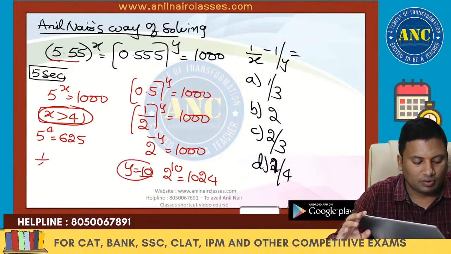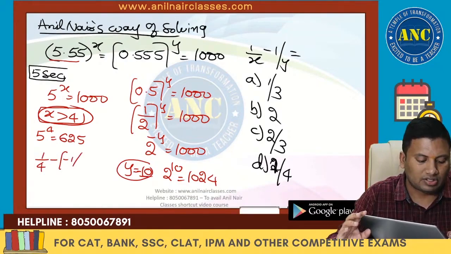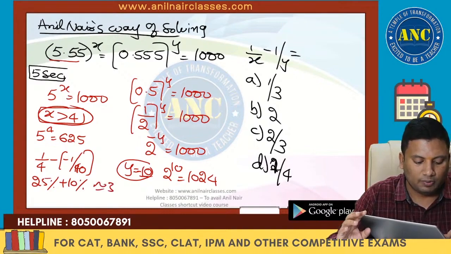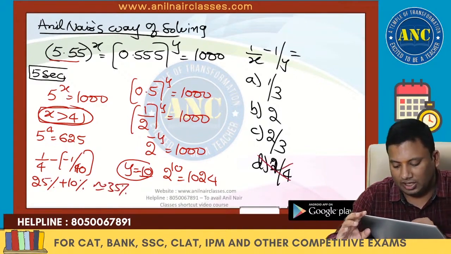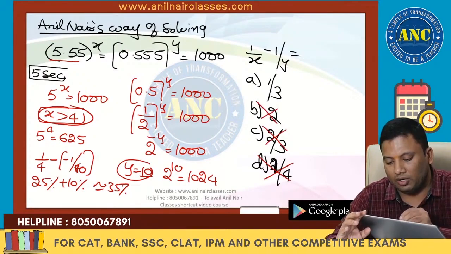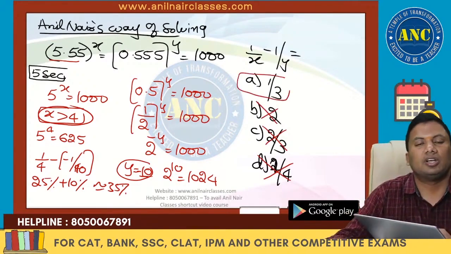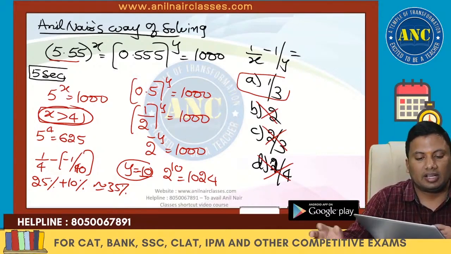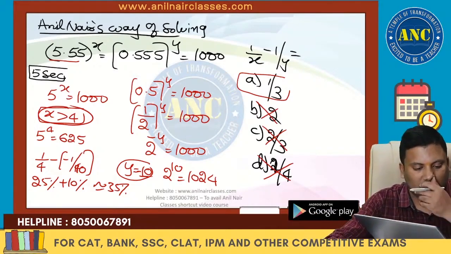So 1 by 4 minus of minus 1 by 10. This is nothing but 25 percentage plus 10 percentage. Answer should be around 35 percentage. I hope the idea is clear. Answer is 1 by 3.